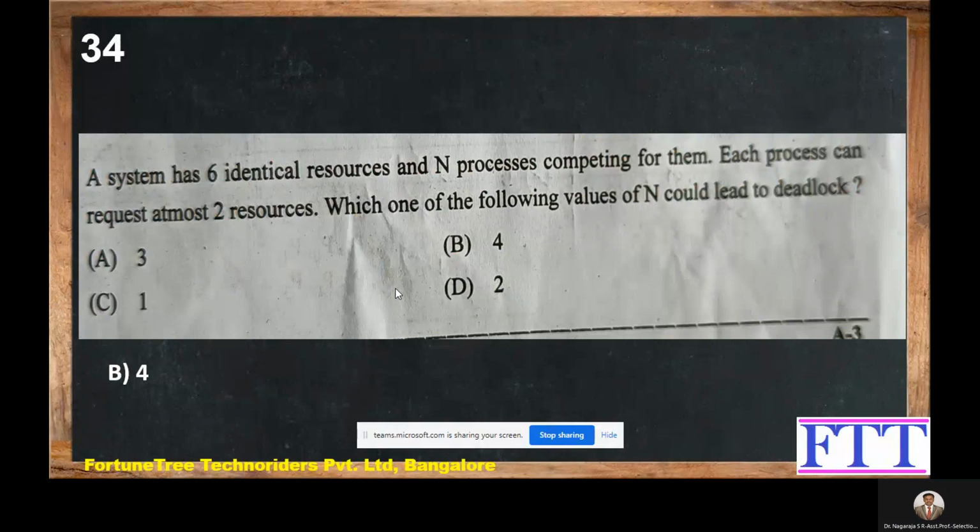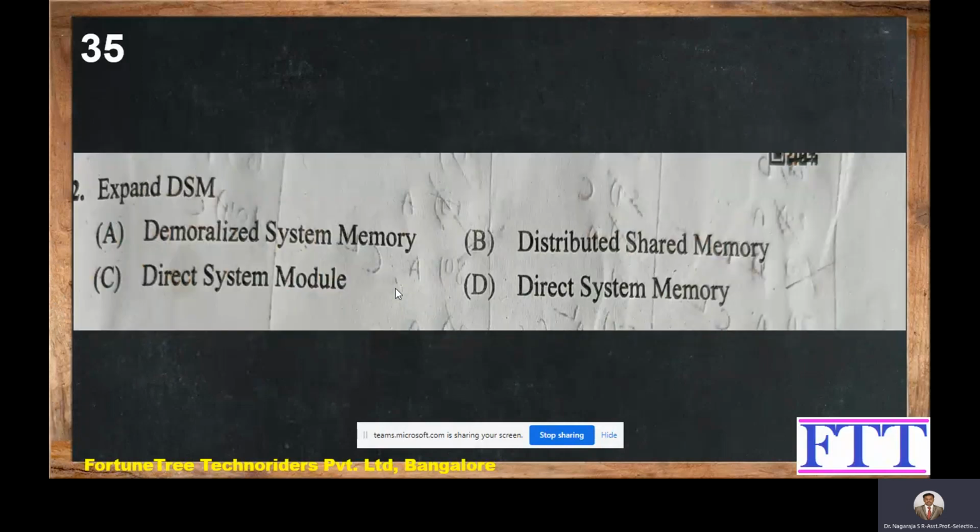35th question. Expand DSM. Option A, demoralized system memory. Option B, distributed shared memory. Option C, direct system module. Option D, direct system memory. So the right option is option B, distributed shared memory.